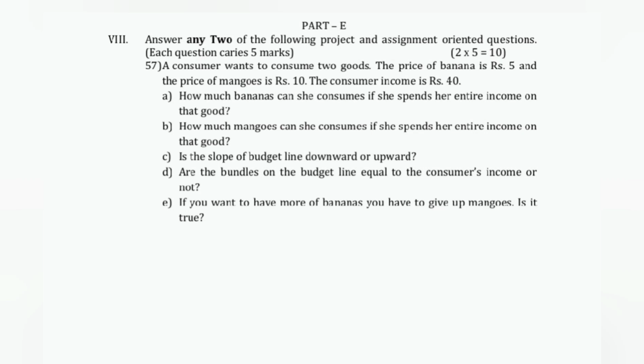So let's get started with the first question, which is: a consumer wants to consume two goods. The price of banana is rupees 5 and the price of mango is rupees 10. The consumer income is rupees 40. Now we need to calculate how much banana she can consume if she spends her entire income on that good, how much mango she can consume if she spends her entire income on that good, is the slope of the budget line downward or upward, and are the bundles on the budget line equal to the consumer's income or not. If you want to have more bananas, you have to give up mangoes. Is it true? Okay, now let's go through the explanation.